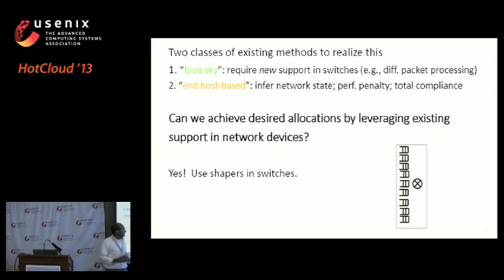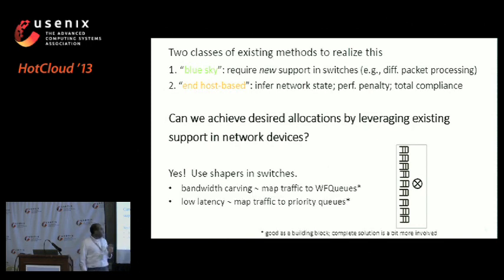So what are shapers? Think of a shaper as something that looks like this. These could be weighted fair queues, priority queues, or rate limiters. It's essentially some memory management followed by a scheduling logic. So you have to do a little bit of both. I'm going to try to convince you simply that things like bandwidth carving can be done by mapping traffic into weighted fair queues. And things like better latency can be obtained by mapping traffic into priority queues. This is not the whole story, but it's only part of the story.